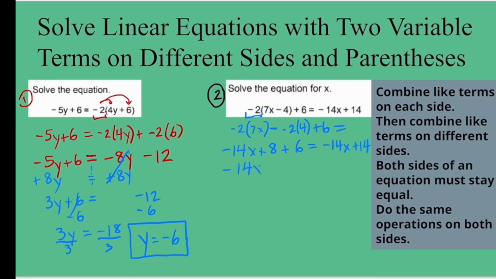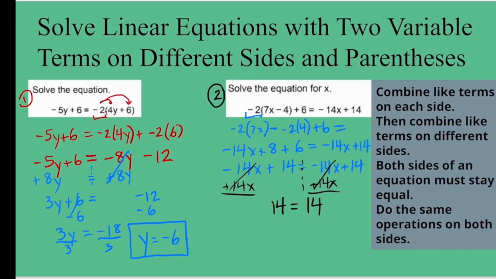So -14x plus 14 equals -14x plus 14. Okay, so this is interesting. I'm going to go one more step to explain what's happening. If I want to combine these like terms, I'm going to add 14x to both sides. -14 plus 14 is 0. So there are no more x's. There's no variable on the left side. -14 plus 14 is also 0. There is no variable on the right side.